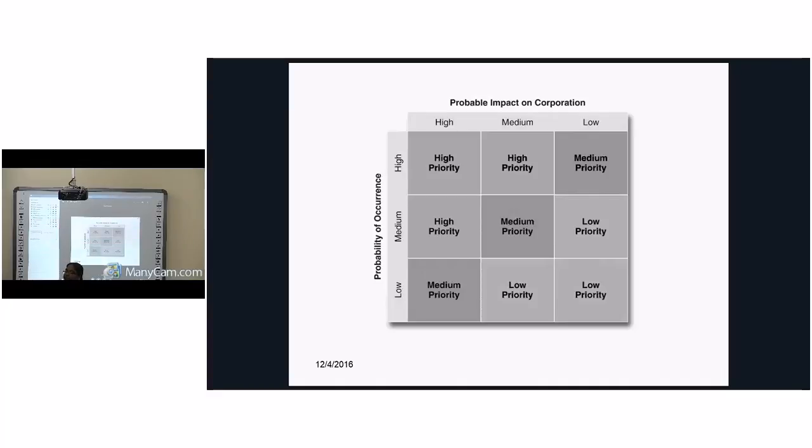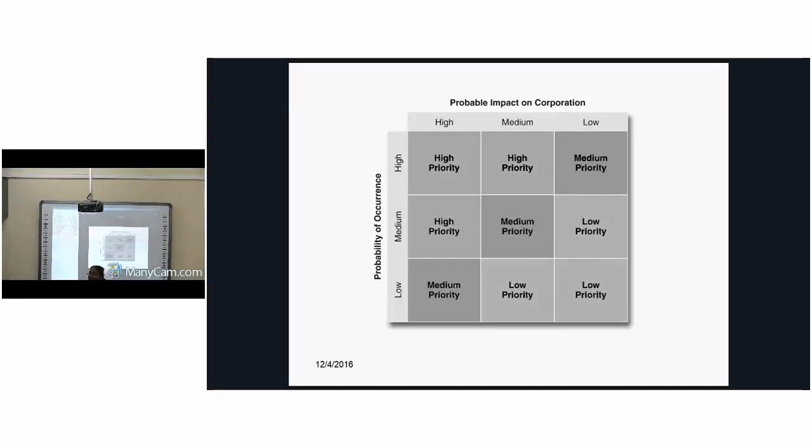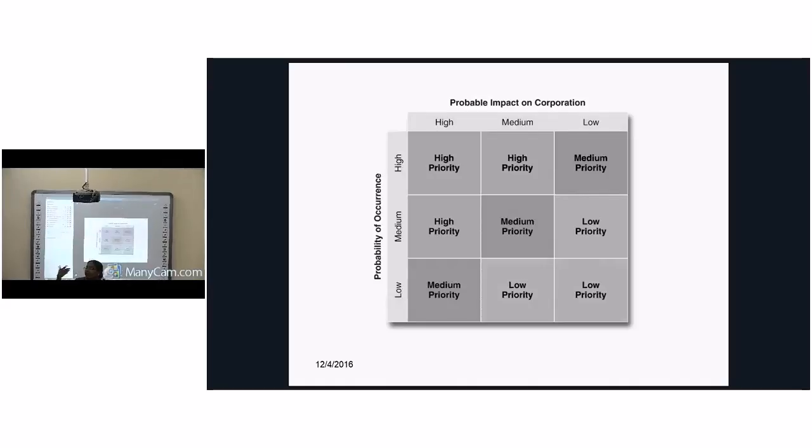So, for example, say there is an element in the task environment with a probable high impact on the corporation, say a supplier. Within the task environment, you have a supplier. The impact on the corporation of this supplier is very high, and this is its probability of occurrence.